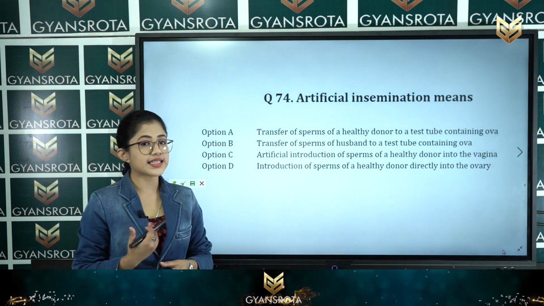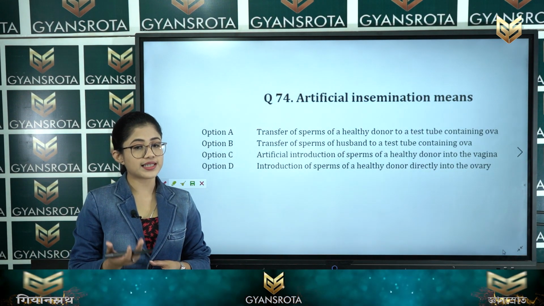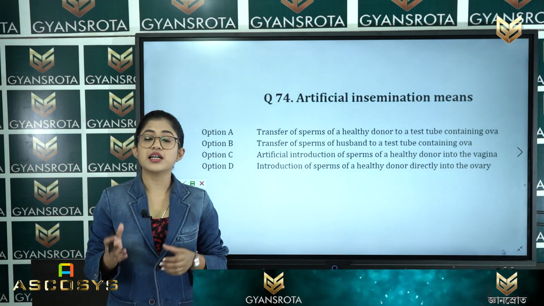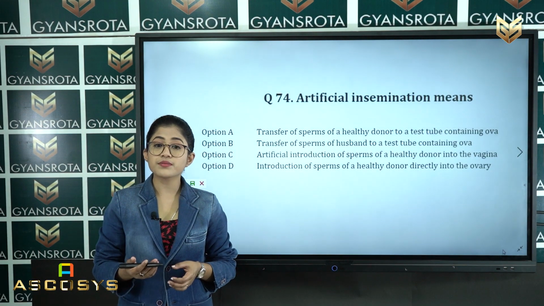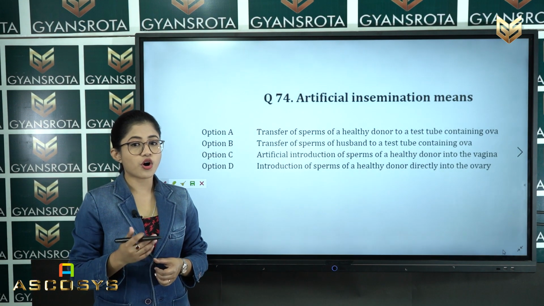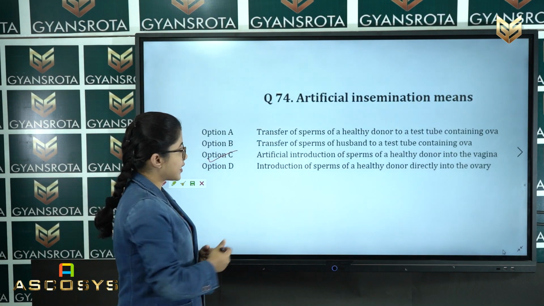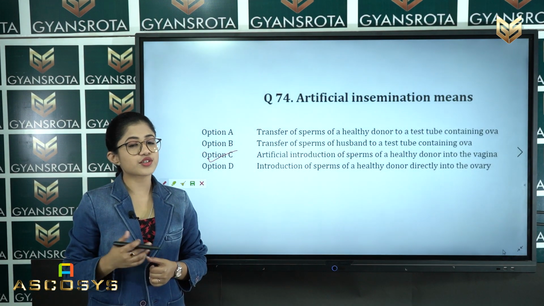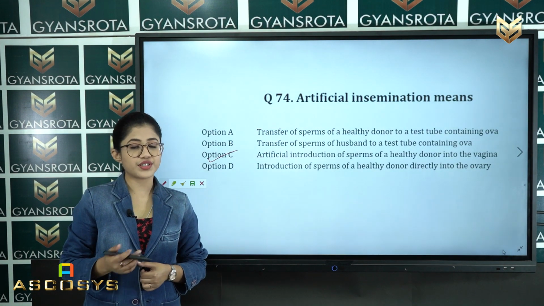So, what is the correct answer? What do you mean by artificial insemination? It means the artificial introduction of sperms of a healthy donor into the vagina, which means option number C is the correct answer. Now, let us see the next question, that is question number 75.